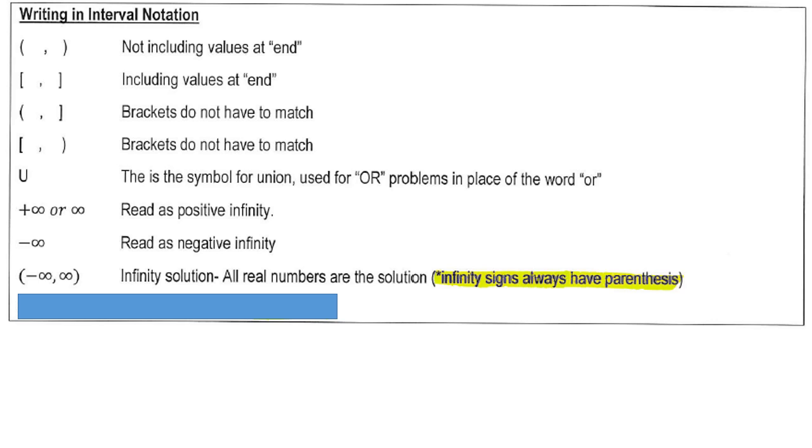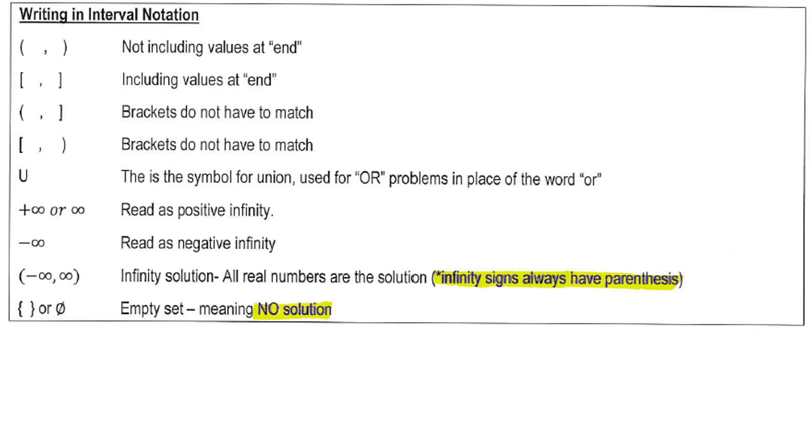And you'll notice that they have parentheses. Infinity should never have a bracket next to it. So anytime you use an infinity symbol, you should always have a parentheses next to it. And it just means all real numbers. The reason that we don't use brackets is because we don't know the beginning value of infinity. We don't know the ending value of infinity. So we use parentheses instead of brackets. But it really just means all real numbers.